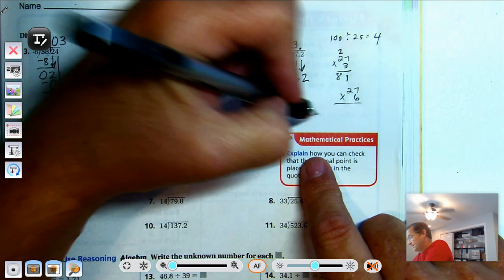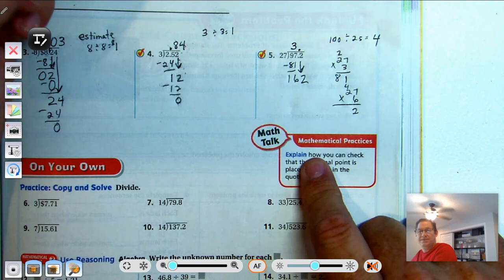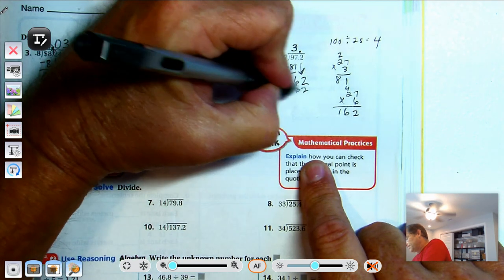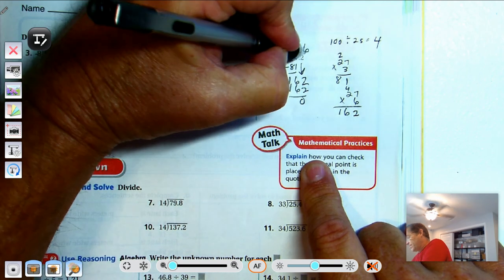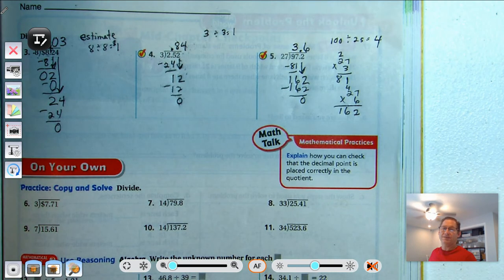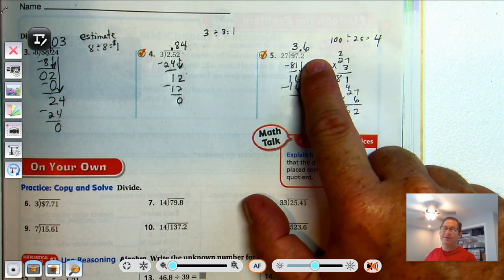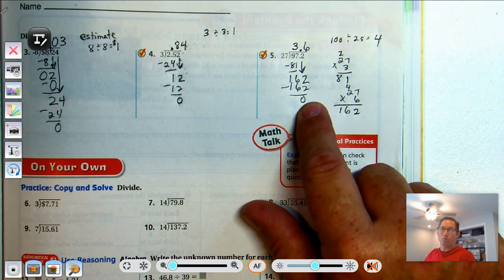27 times 6. 6 times 7 is 42. 6 times 2 is 12, plus 4 is 162. Yes. So 6 times 27 is 162. Subtract, we get 0. There are no more numbers in the dividend to bring down, so we're finished with this division problem.